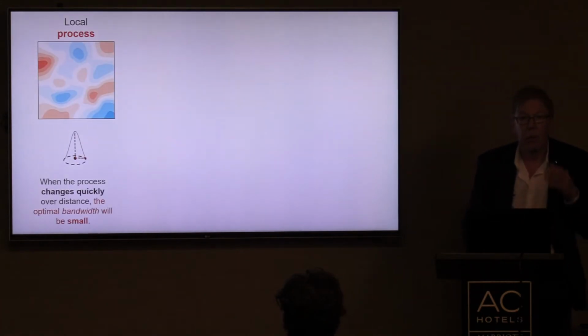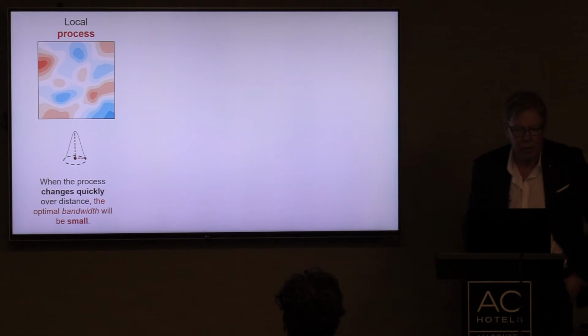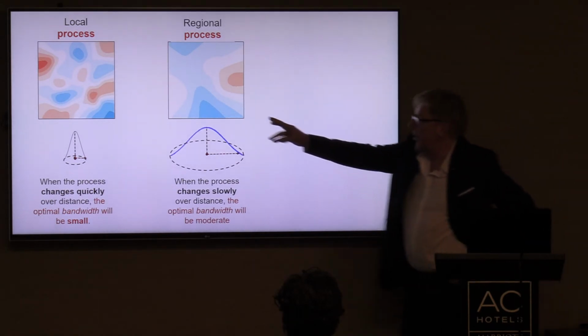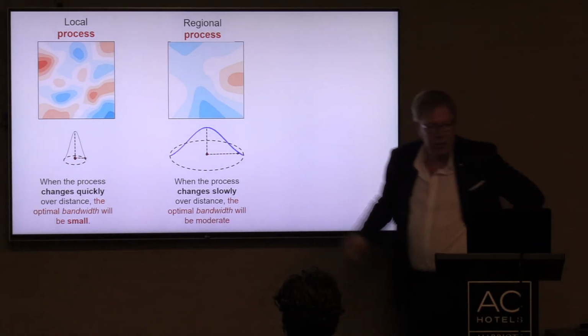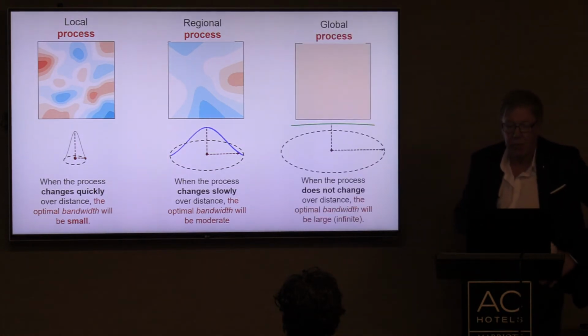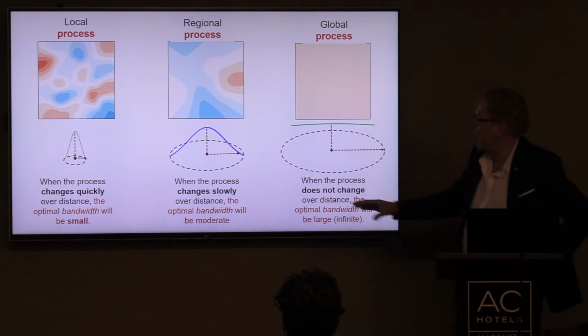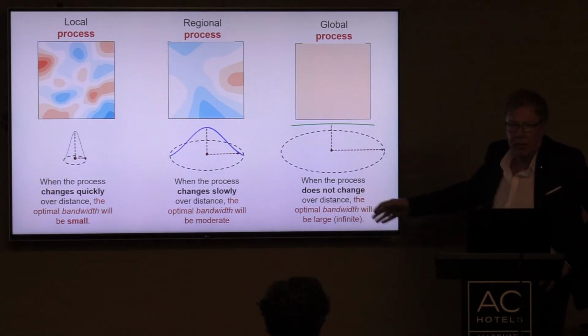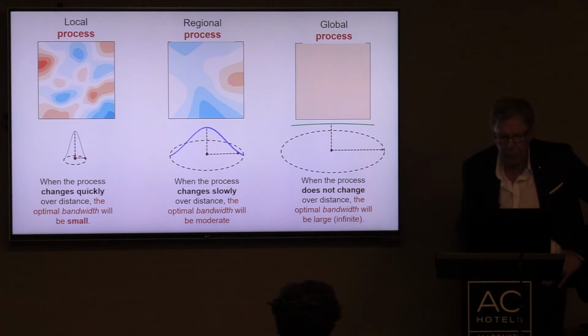So when we have local processes, the optimal bandwidth in MGWR for that covariate will be small. If we've got regional processes, and these aren't data, these are processes we're looking at here, then the bandwidth will be moderate. If we have a process which is global, it's the same everywhere, then the bandwidth will be very large. It'll tend to infinity.